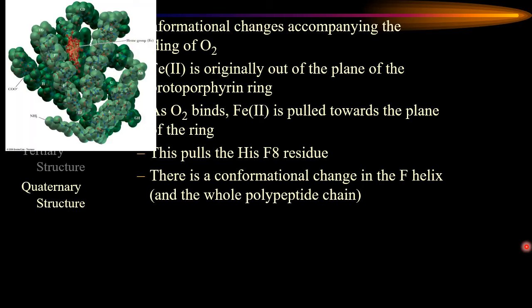Okay, so this is a picture once again. This is the E helix, and this is the F helix. Originally, the iron is out of the plane. Once oxygen binds on this end, then this helix is pulled closer to the hemoglobin, or they tighten up a little bit.